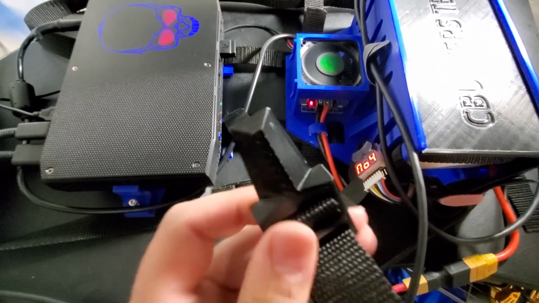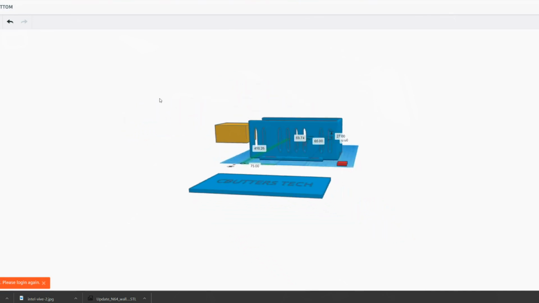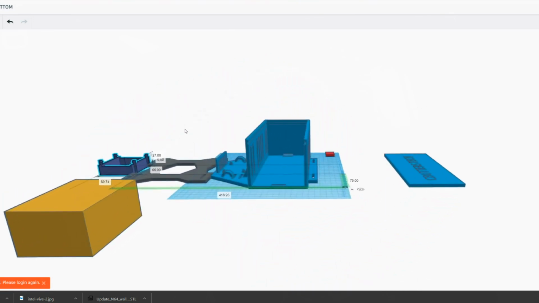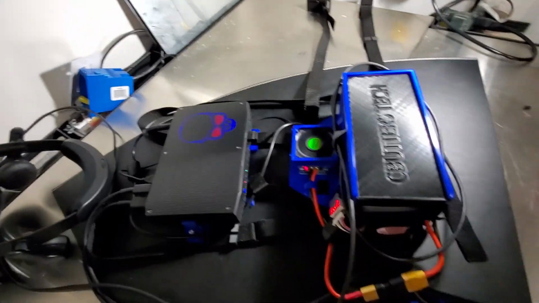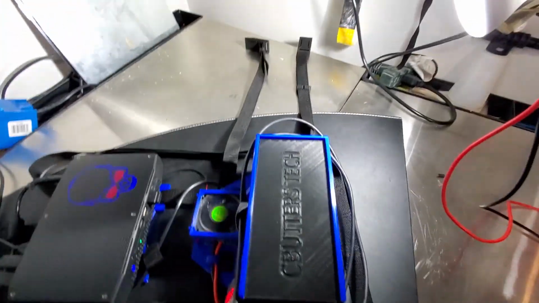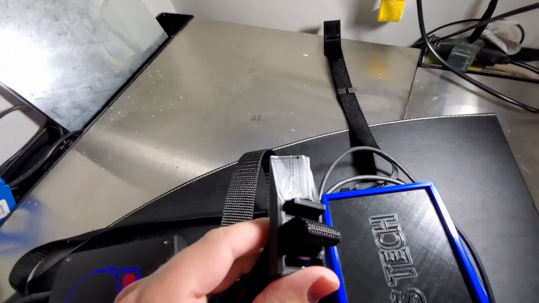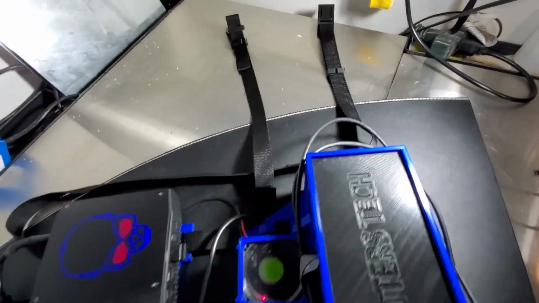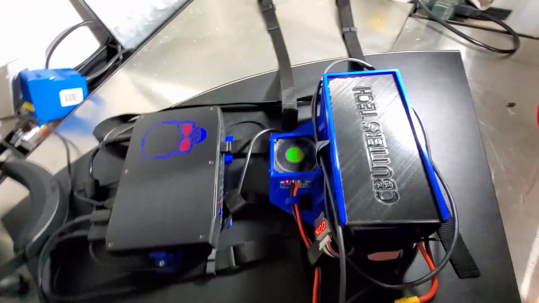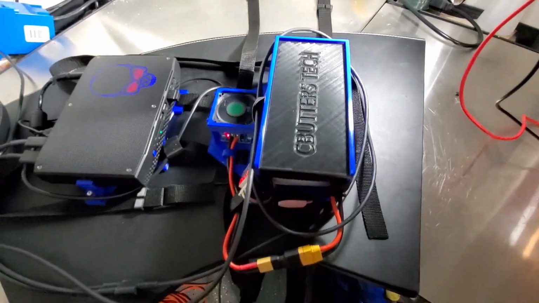So this is not my design. All the blue pieces are my designs, but these clips themselves were someone else's on Thingiverse. I'll put the link down below in the video description because those are really nice. They print without supports and they lock into place really well. So these are really nice pieces. And I'm pretty excited about this.